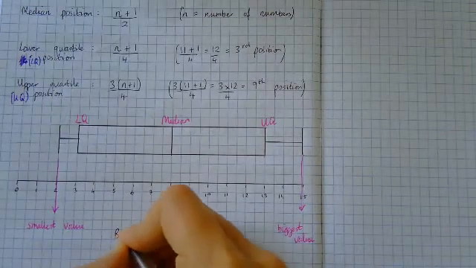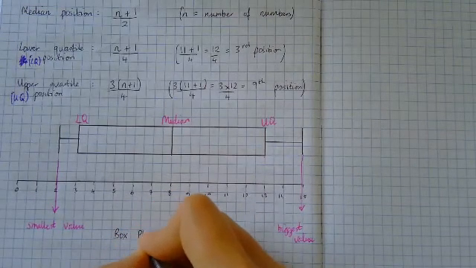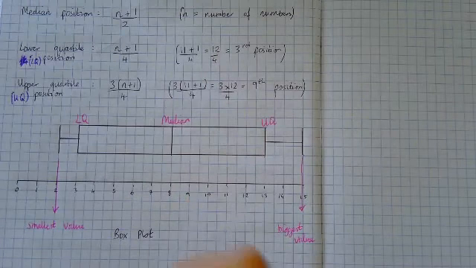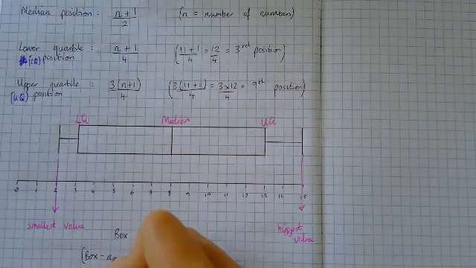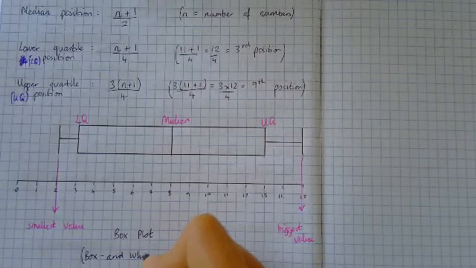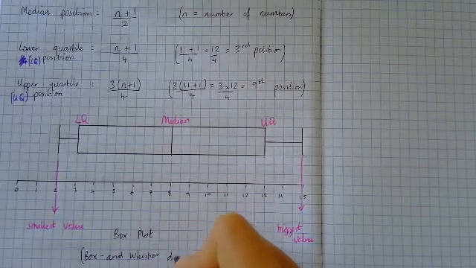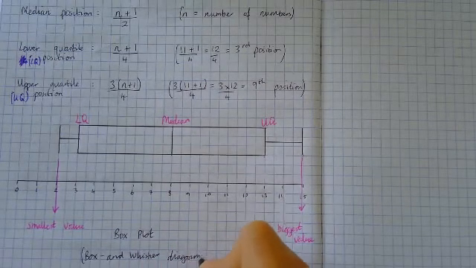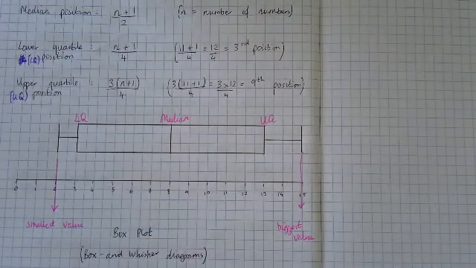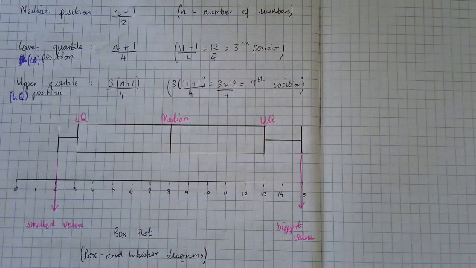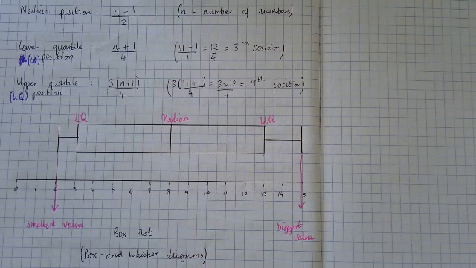So this is what you call a box plot. Now some people call these box and whisker diagrams, which you can kind of see why. So perhaps just jot that down, that some people call these box and whisker diagrams. You just need to be aware that they're the same thing. We'll use box plot, as do most exams, but just worth noting. And that's it, that's your box plot.